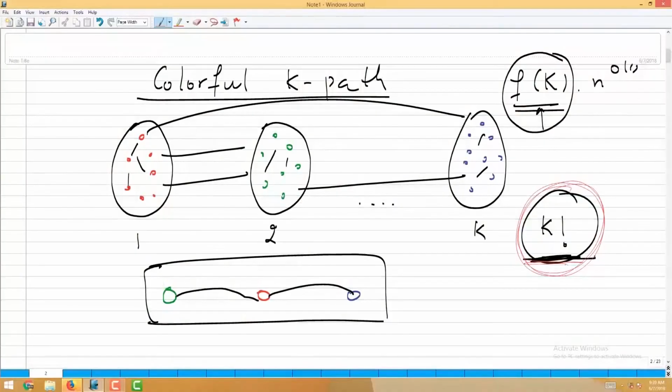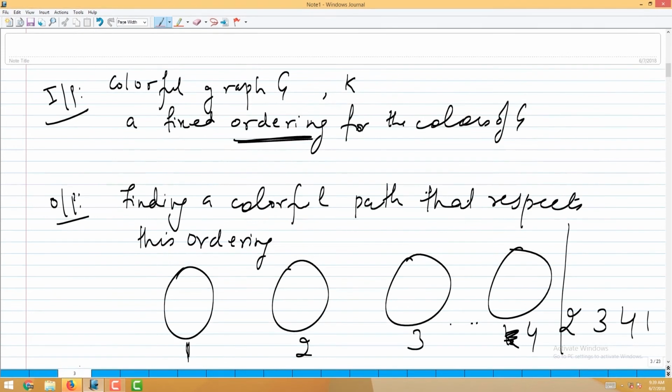For each such guess, what was a guess? A guess just corresponded to a permutation of these colors. So for each such guess, we solved this problem. Given a colorful graph G, k, and a fixed ordering of the colors, is there a colorful path that respects this ordering? Respecting this ordering means the first vertex of this colorful path is colored with the first color in the ordering, the second vertex with the second color in this ordering, and so on.